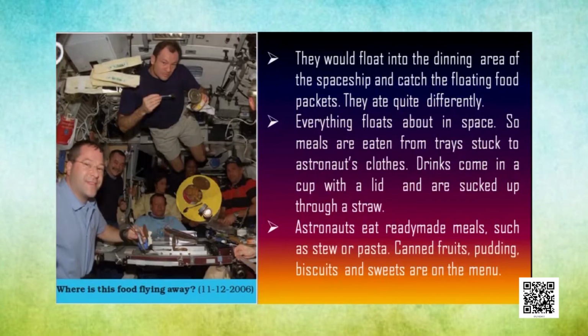So, meals are taken from trays. They are stuck to the astronauts' clothes. Drinks also come in cups with a lid, and they are sucked up through a straw. Astronauts eat ready-made meals such as stew or pasta. Canned fruits, pudding, biscuits, and sweets are on the menu. These are the things they consume.